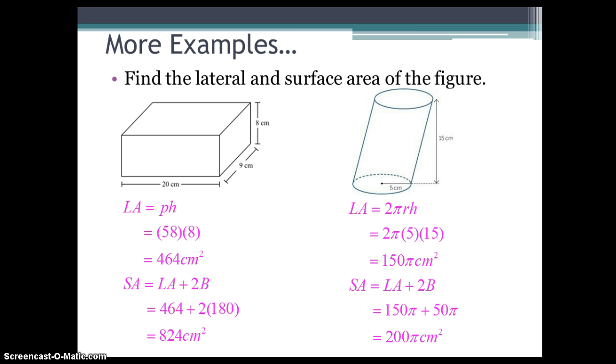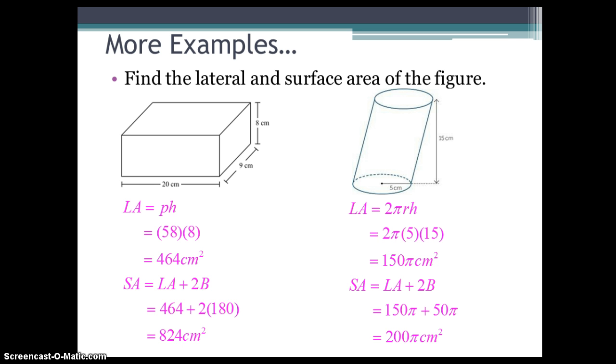Now we have an oblique cylinder here, but we find the lateral area exactly the same. So we're going to find the lateral area by 2 pi r h. So our radius is 5, and our height, remember, has got to hit at a 90-degree angle. So it's going to be 15. In this case, it's outside our cylinder. So 2 times 5 times 15 is 150 pi centimeters squared.